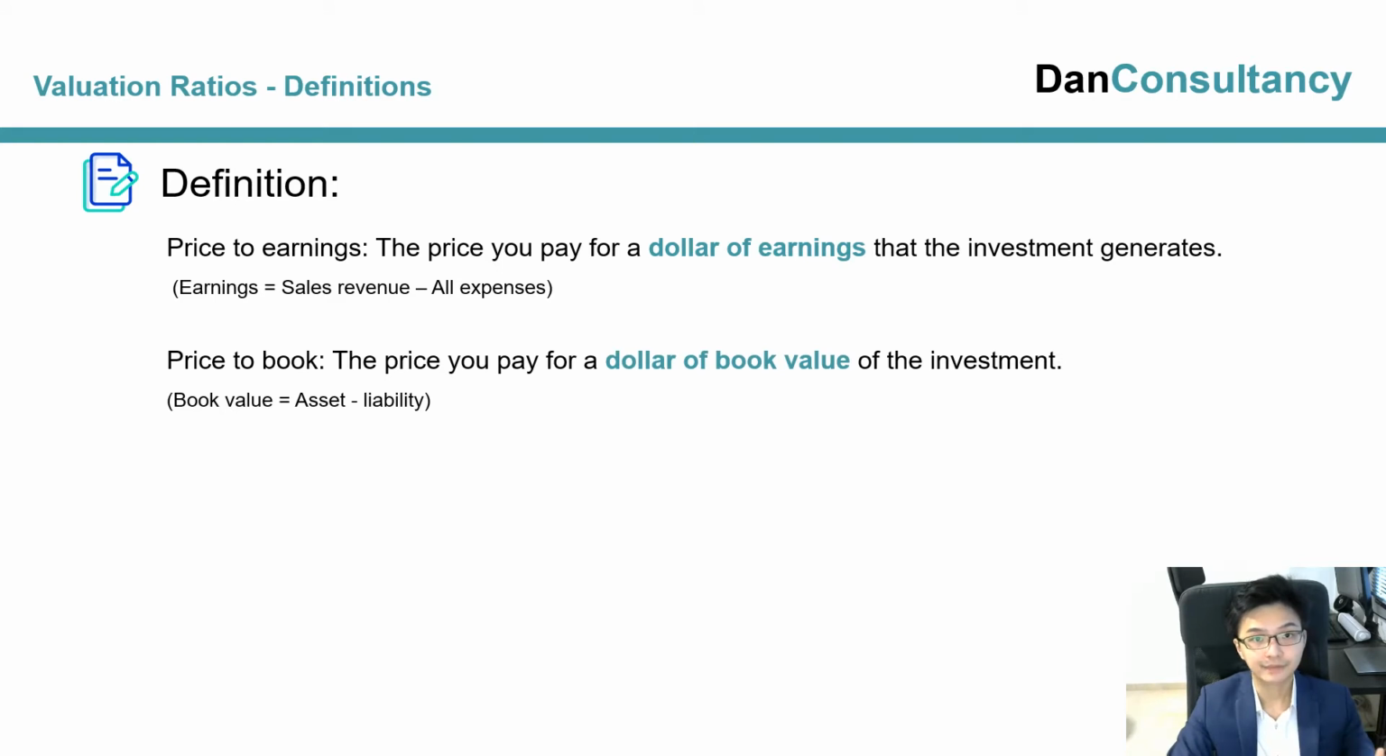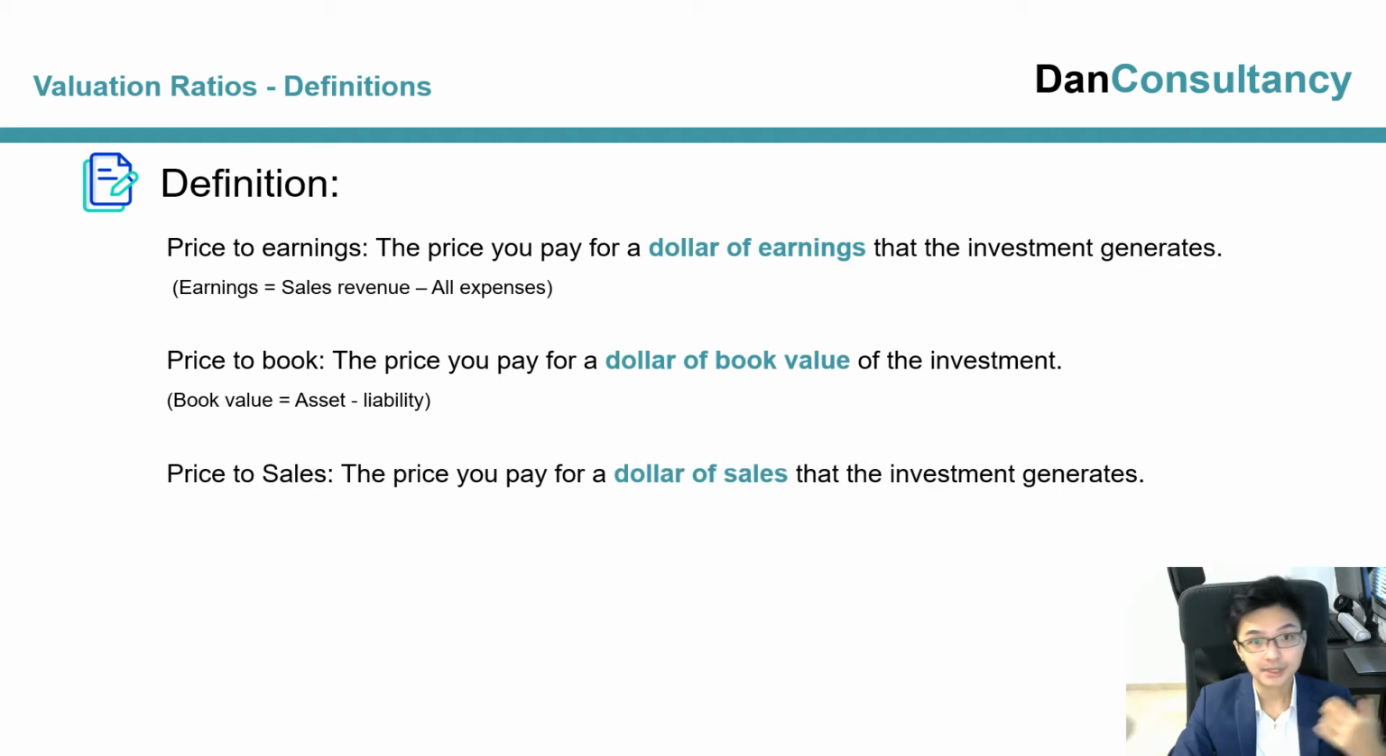Now, price to book is defined to be the price that you pay for $1 of book value. Book value in this case refers to the accounting book value of the investments, and you get that by taking the assets, which is what you have, minusing off the liabilities, which is what you owe, right? If your house is worth $500,000 on paper, and you take a loan of $400,000, the net asset value of your house in this case is $100,000. Okay, you take what you own, which is 500K, minus what you owe, which is 400K, to derive the book value of $100,000.